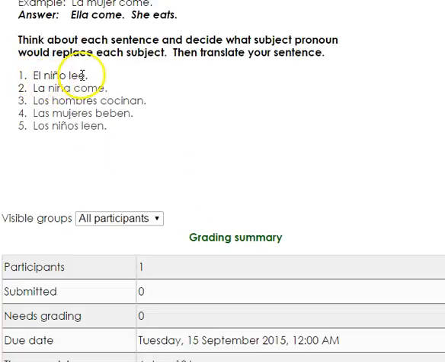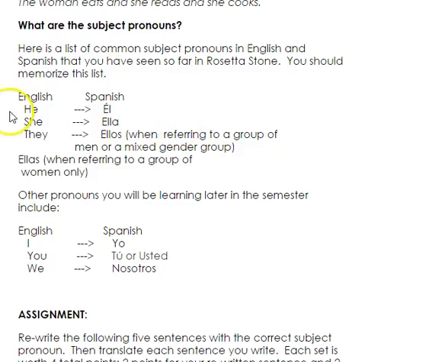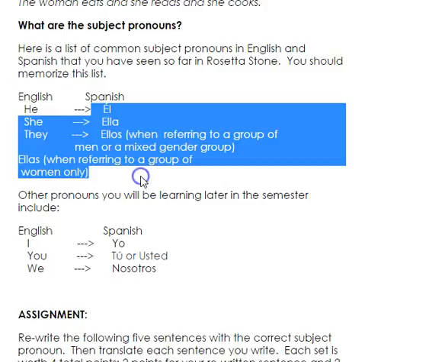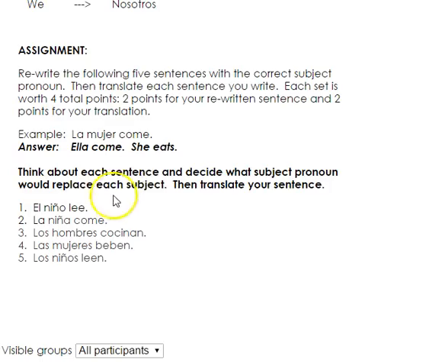El niño lee. You must erase the word niño and select the appropriate subject pronoun that replaces that subject in the sentence. Number 2, la niña come. What word would you use to replace la niña? Los hombres cocinan. Again, erase los hombres and rewrite the sentence with a correct pronoun. Number 4, las mujeres beben. How would you replace mujeres with a pronoun?